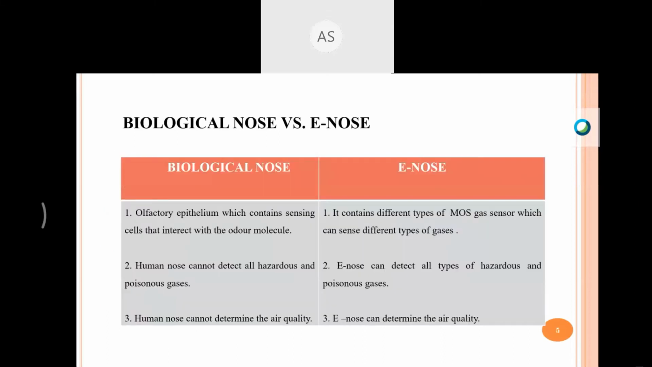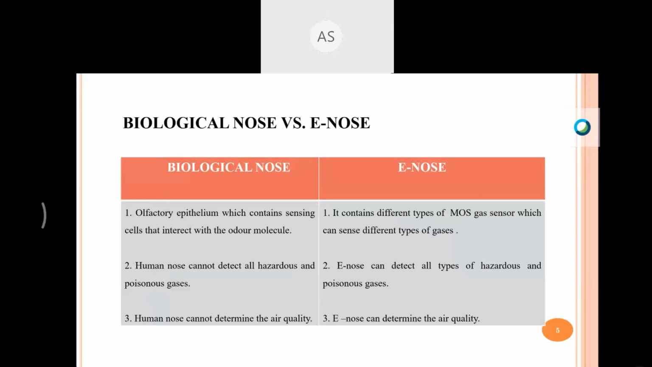Here is the basic difference between biological nose and e-nose. In the biological nose, the olfactory epithelium contains sensing cells that interact with the odor molecules. In the case of e-nose, it contains different types of MOS gas sensors which can sense different types of gases. The human nose cannot detect all hazardous and poisonous gases, but an e-nose can detect all types of hazardous and poisonous gases, while the human nose cannot determine the air quality, which can be done by the e-nose system. Apart from this, the biological nose has a mucous membrane and hair that act as a filter.